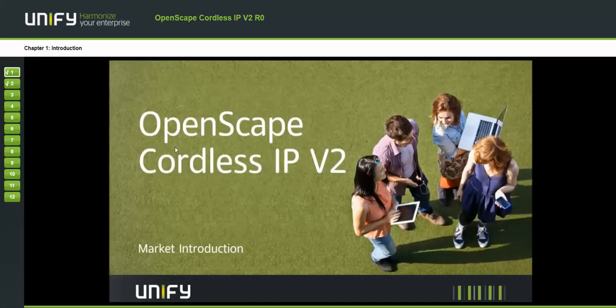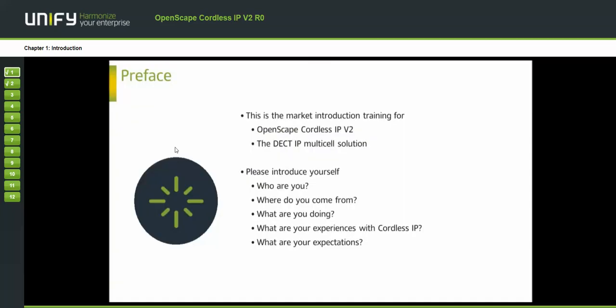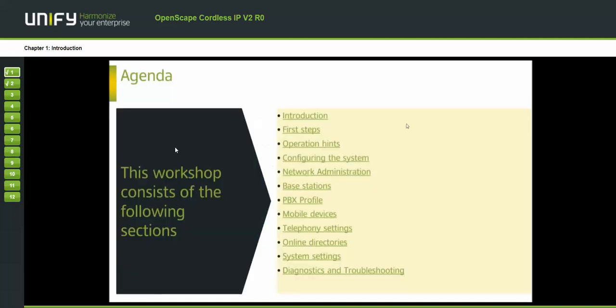The training will consist of the following sections. I give an introduction into the entire product. What is that about? What are the components? We discuss the first steps of setting up and deploying OpenScape Cordless IP version 2. That's some operation hints regarding base stations, regarding handsets, regarding environment and so on, configuring the system. Then what is the configuration?